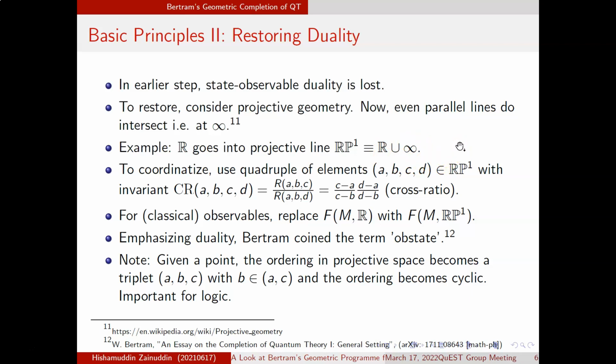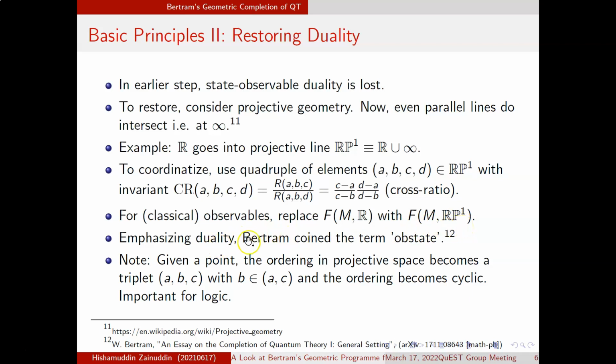Again, comes back to the point of how do you coordinatize this. In order to do that, we need some kind of invariant. The invariant in this particular case is the cross ratio, the ratio of the ratio that we had earlier on, and this will be an invariant under the projective space. From the previous experience with the affine space, one also needs to do this for the observables. So instead of functions going from M to R, you need functions from M to RP1.